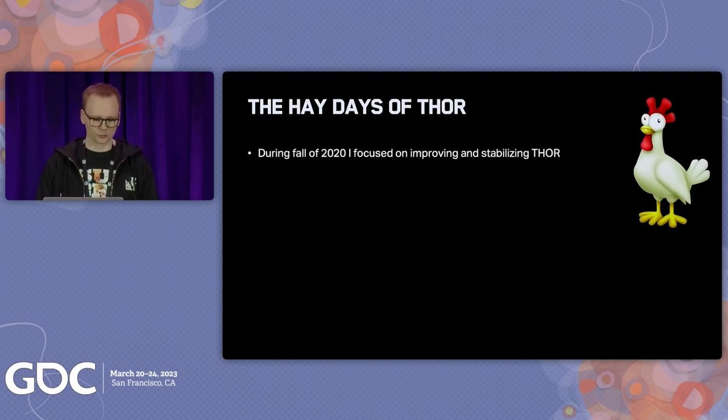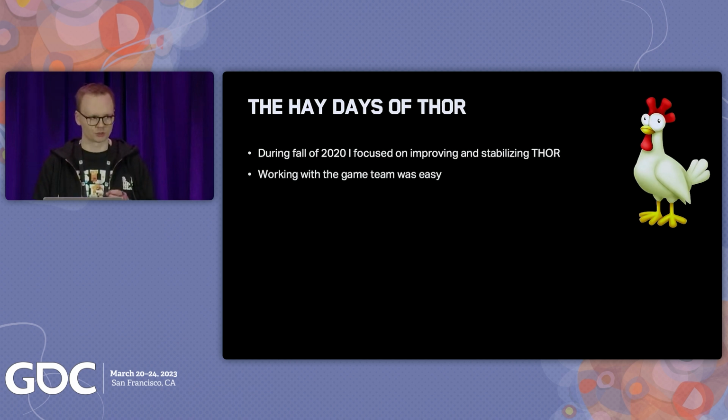So during the fall of 2020, I focused on improving and stabilizing THOR, so basically making it production ready, fixing small issues, doing performance optimization, and stuff like that. Working with the game team was super easy. So whenever I had any questions about where certain things were implemented, how the rendering was done, or how to make certain kinds of builds, I could just directly go to the team and get answers really quickly.